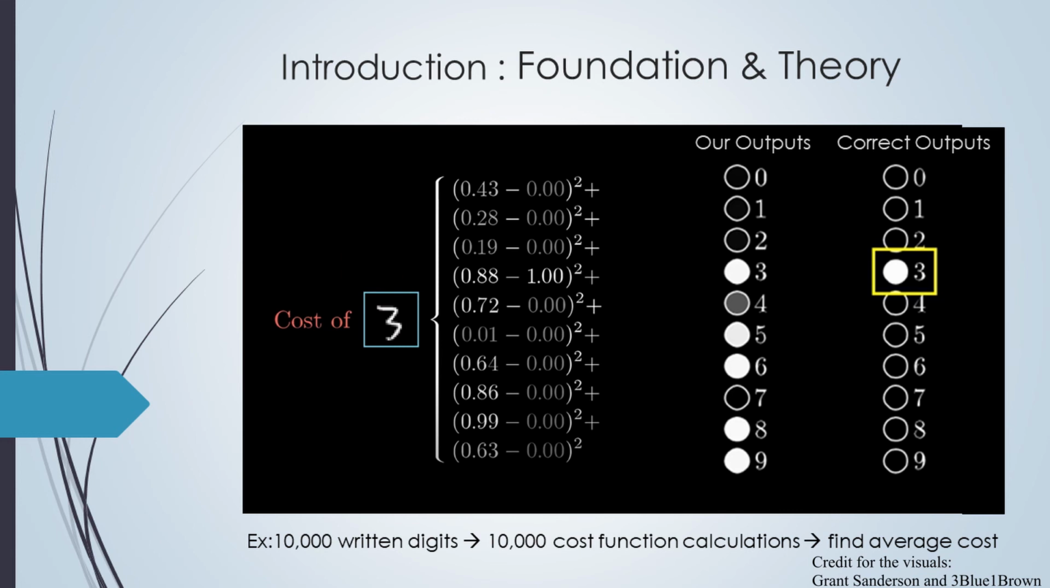Remember the dinner example? You want a lot of example dinners to get the recipe just right. So in this case, you want a lot of examples where you can compute the cost. If you had 10,000 written digits to guess, you could make guesses for them all, compute the cost of each one, and then just find the average cost. If this was large, the system is pretty garbage. If it's small, on the other hand, then the system makes pretty good guesses.